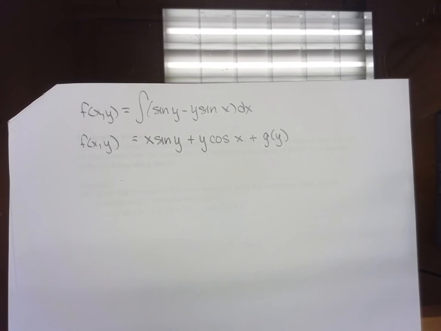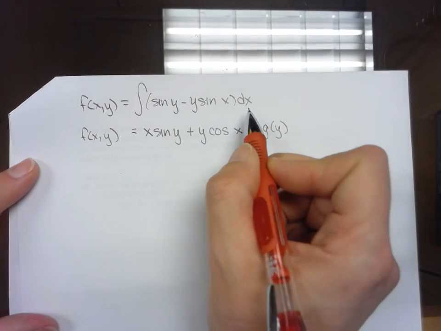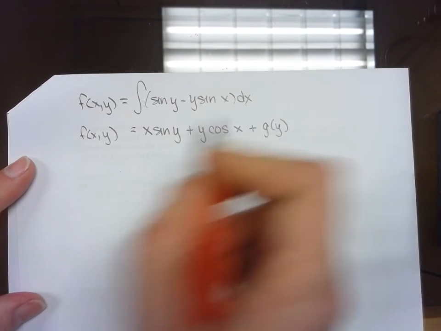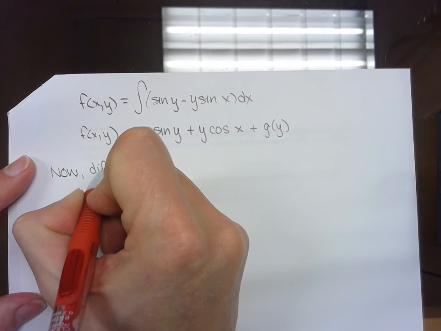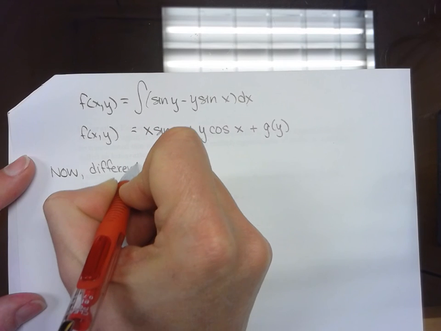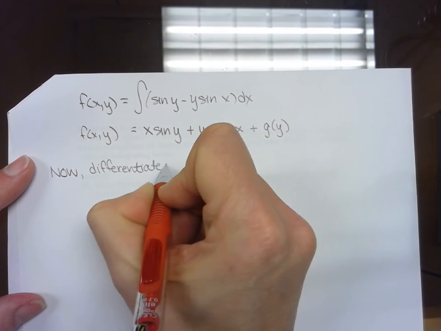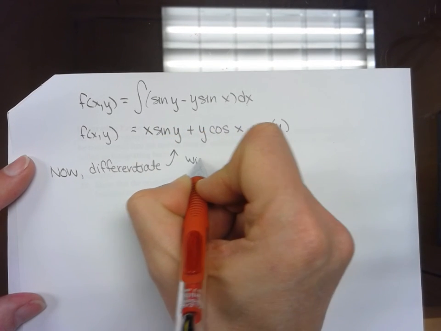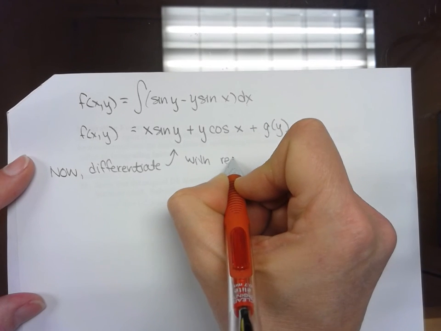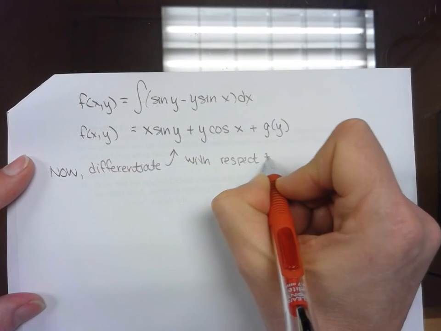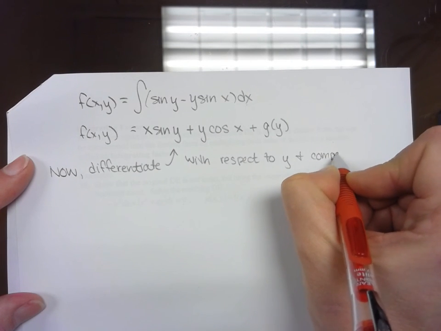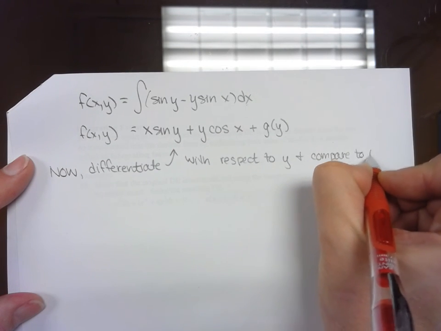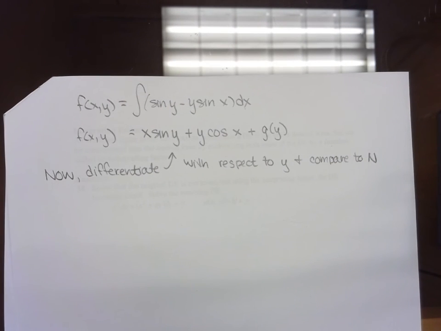So what I want to do is, we just integrated with respect to x. So now differentiate the answer we just got with respect to y and compare to N, right? Because N is supposed to equal that.